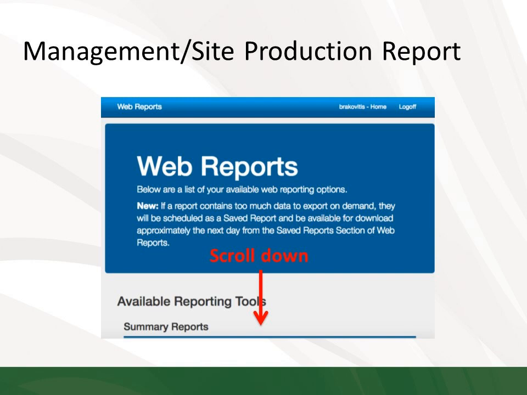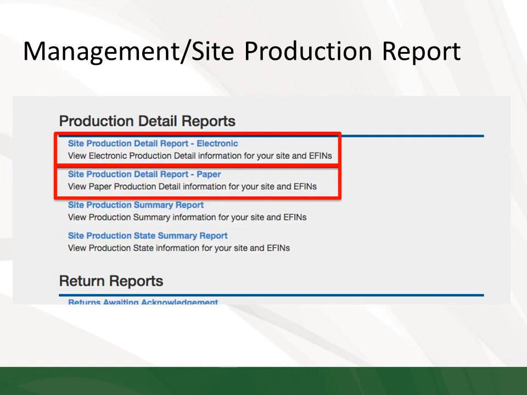Much like every page in TaxSlayer, there is quite a bit of scrolling that has to happen. So in this case, you will scroll down and go to the section that is Production Detailed Reports. Now, for whatever reason, TaxSlayer separates out reports based on whether or not they were electronically filed or paper filed. So you will need to pull these reports for both and then combine them. In this case, we're just going to look at the electronic pulling because it is identical for paper, but just note that you do need to pull both.